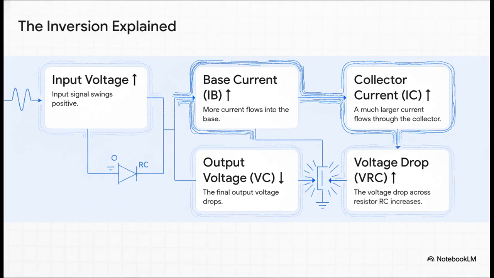So why on earth does it flip? Well, it's this really cool chain reaction. First, the input voltage goes up. That lets more current into the base. Then, that unleashes a much bigger current at the collector. Now remember that collector resistor, RC? As more current rushes through it, the amount of voltage that gets used up or dropped across it goes up. And since we measure our output after that resistor, a bigger drop there means the final output voltage we actually see has to go down. It's just a beautiful piece of electrical logic.